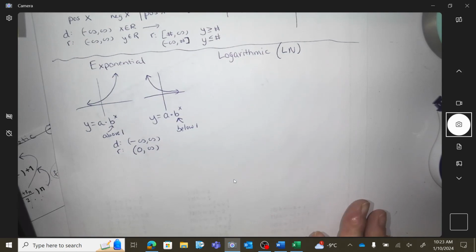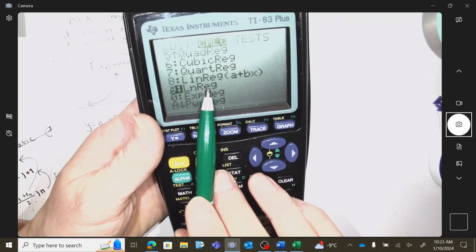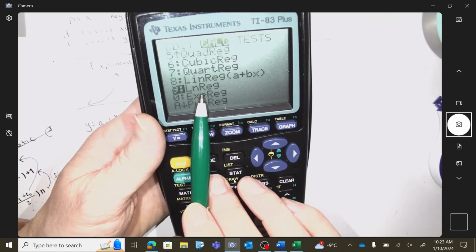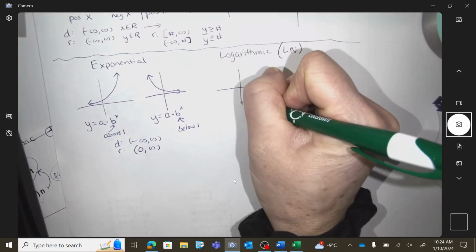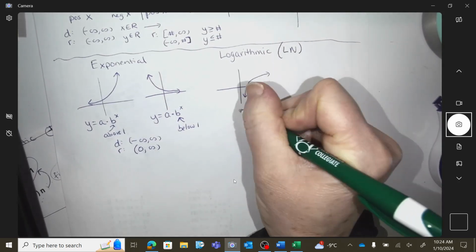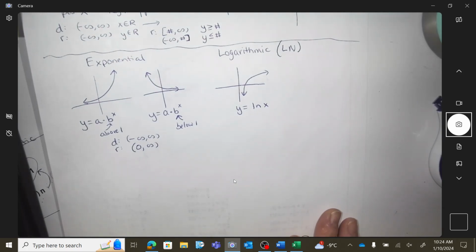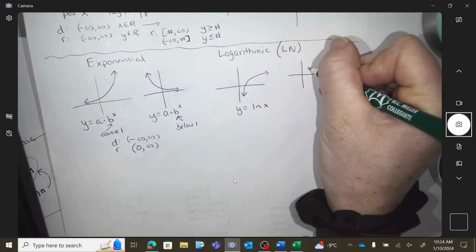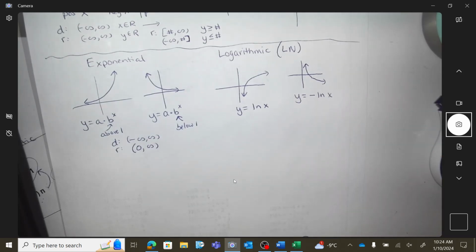So then we did logarithmic, or the ln button. So that down here. Please don't mistake it for ln. It's ln, right? ln, not lin. So make sure you got that down pat, ln. So ln x would look like that. Or negative ln x, just flips it. I think that was basically the only two you would see.